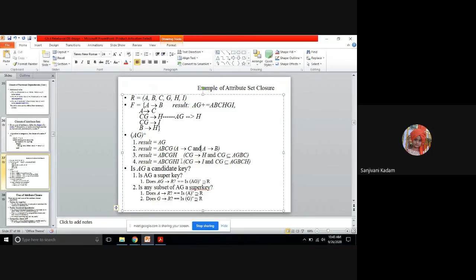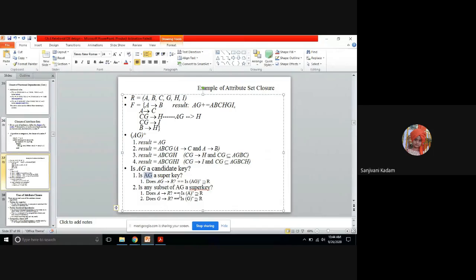The same explanation is written here. Initially we calculate the closure of AG plus. So result equals AG plus. Now we have the functional dependency A gives C and A gives B that can be added, because here A is a subset. Similarly, CG is also a subset. So based on CG, H and I also will be added here as a result. And then we can say that AG is a super key.